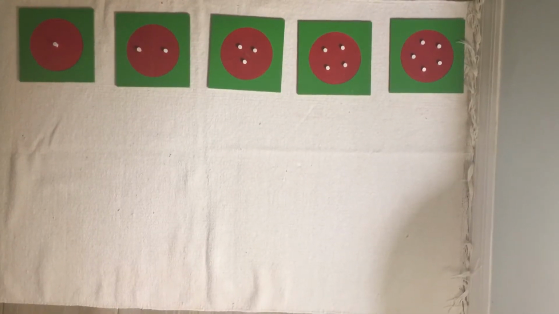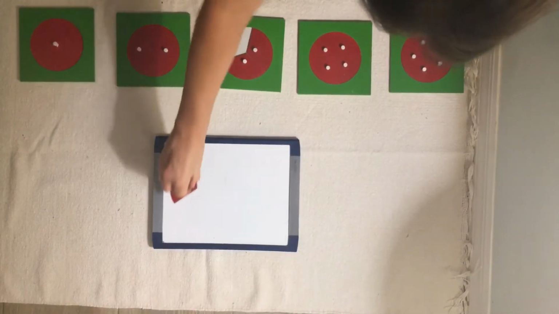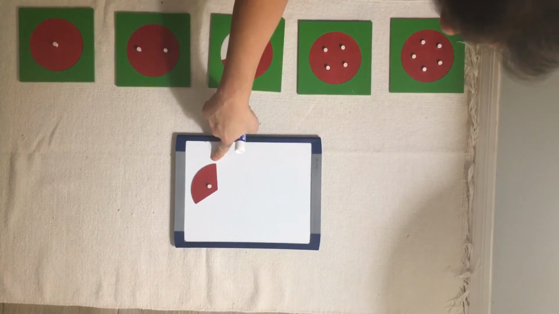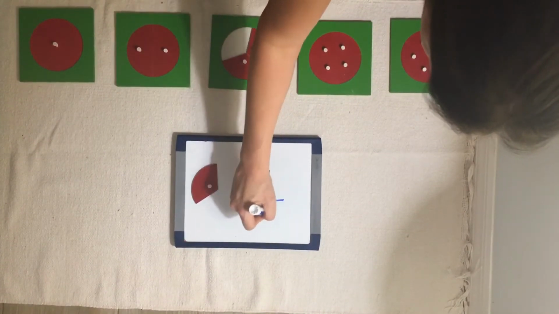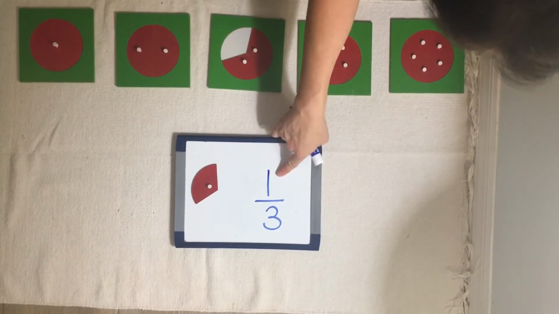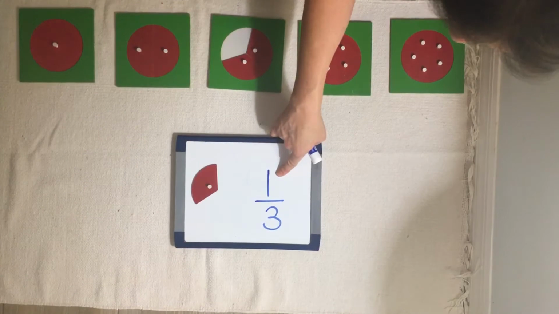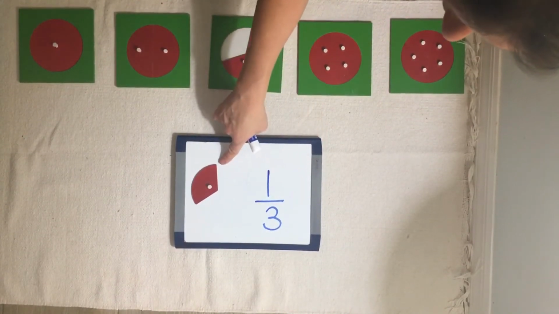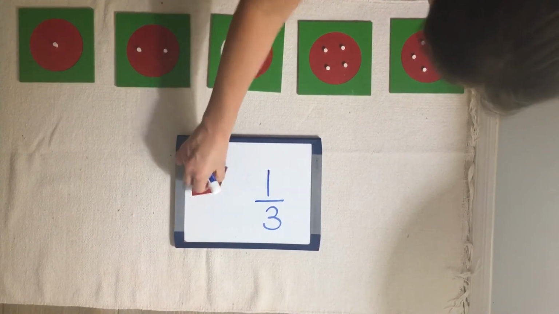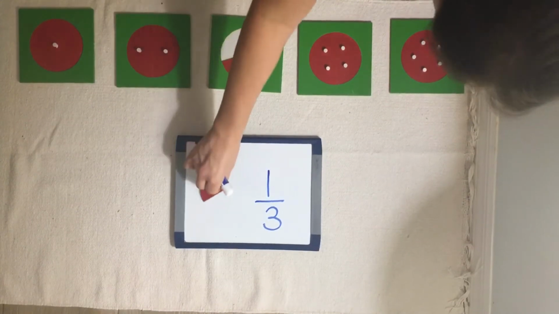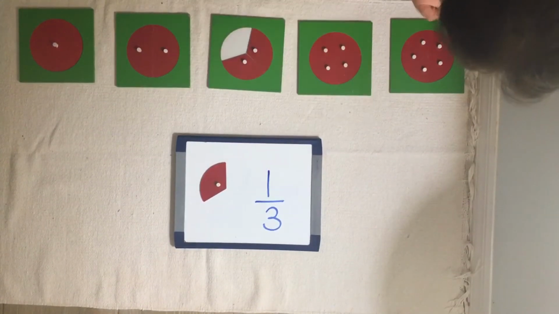So let's review one more time how we write fractions. I will use a third. This is 1/3. This says 1/3. The number on the top of the fraction is called the numerator. The numerator is the number of parts that we are seeing, using, or considering. So this is a fraction circle divided into 1, 2, 3 thirds. And right now we are just looking at one of those thirds.